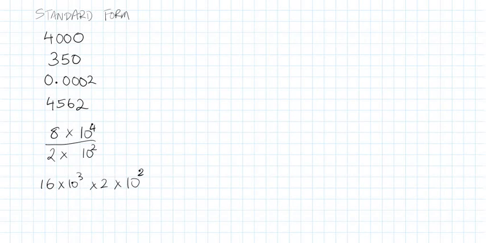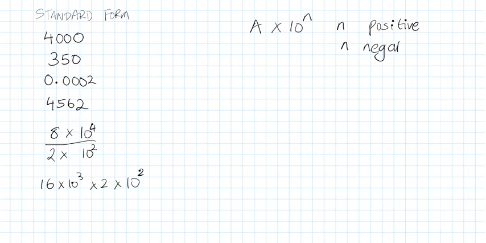So before we look at conversion of numbers into standard form, we need to understand what a number written in standard form is. So what does it look like? Basically it looks like a number a multiplied by 10 to a given power n, where n can be positive, but it can also be negative. So n can be both positive and negative.